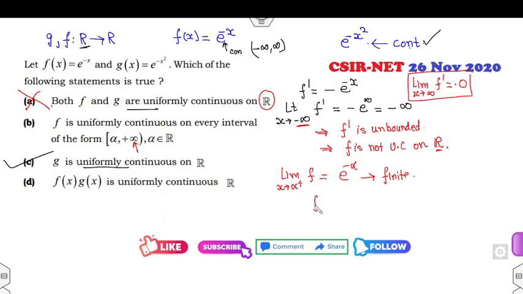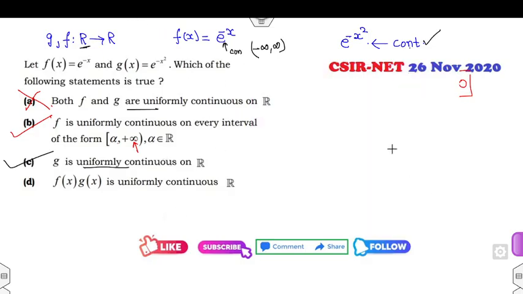So that means f is uniform continuous on the closed interval alpha comma infinity, because the value at infinity is finite, it's bounded, it's a finite number. So f is uniformly continuous on every interval of this form.